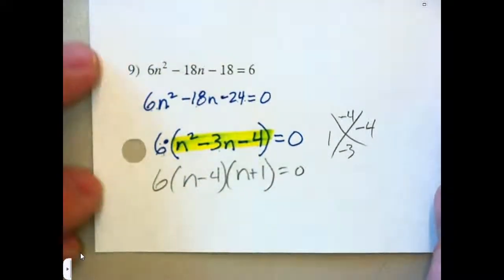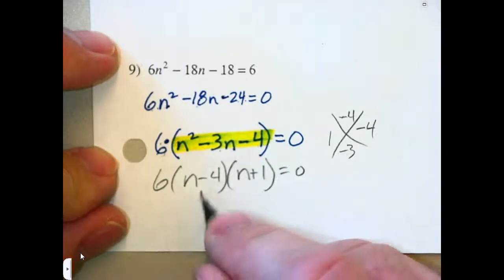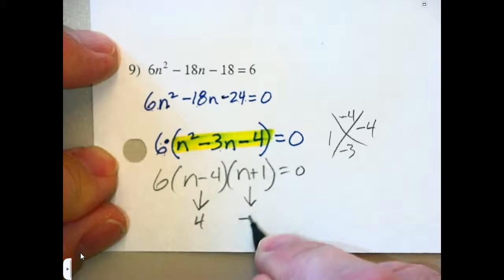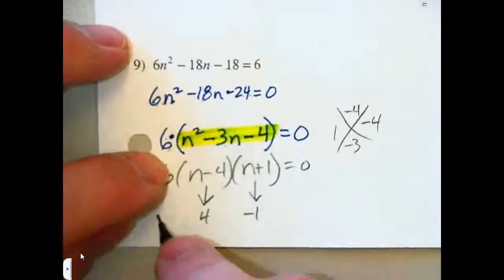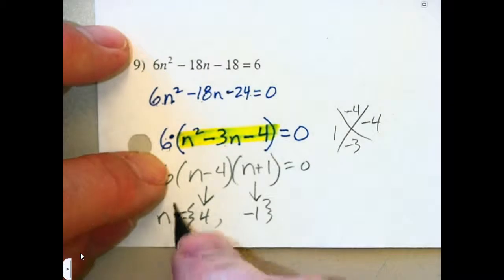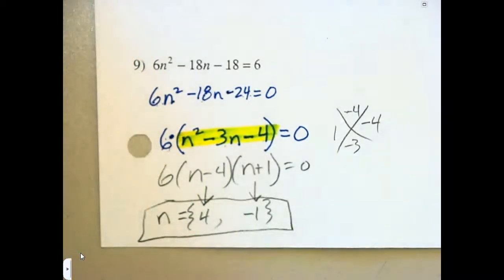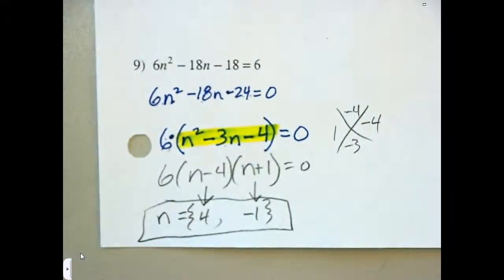What are our answers? Let's see. n equals 4 and n equals negative 1. Does n equal 6? No, there's no n out here. The 6 is just along for the ride. So that's n equals 4 and negative 1. The 6 is the hitchhiker. Don't pick up hitchhikers. All right.